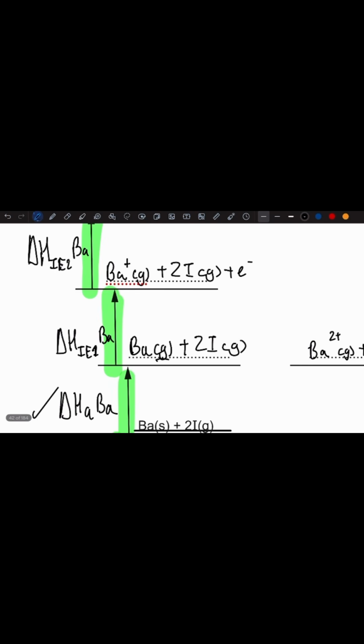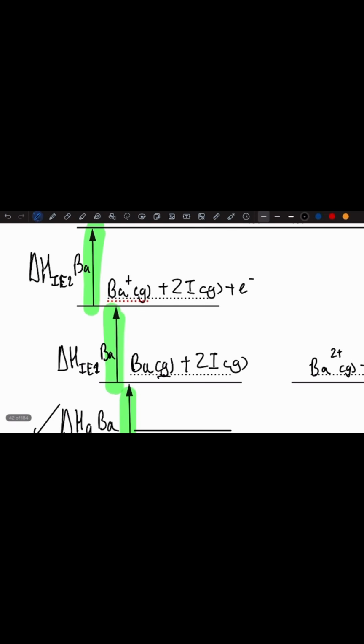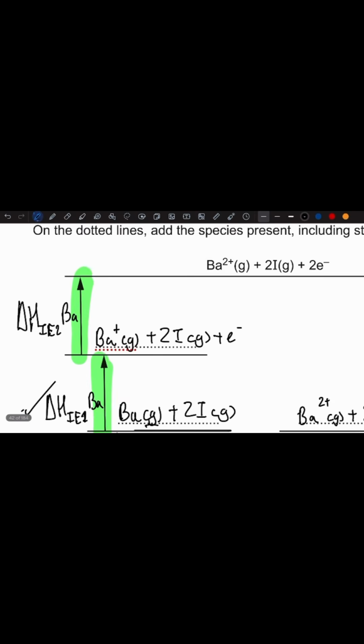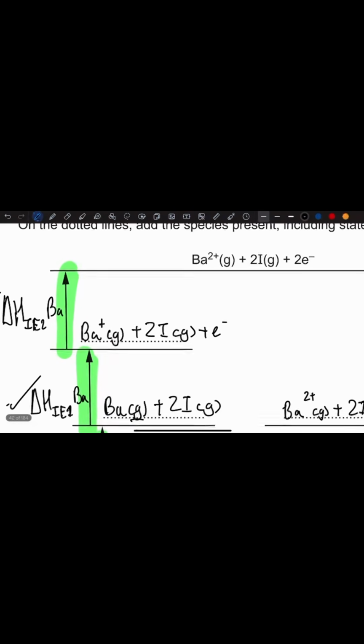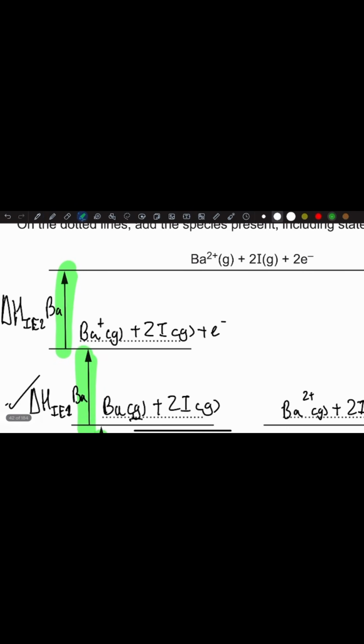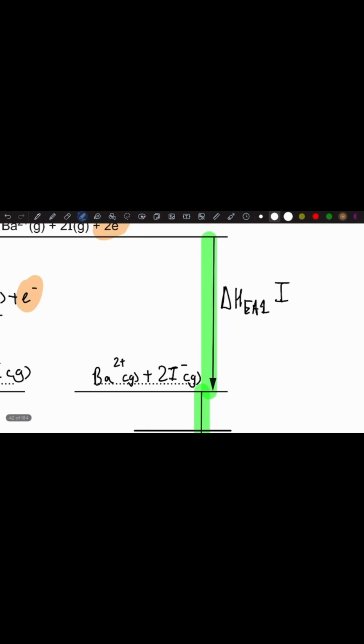Ionization energy: it's the amount of energy required to remove 1 mole of electrons from an atom in its gaseous state. So we go from Ba to Ba+, done. And then we're going to go from Ba+ to Ba2+, done. That's the second ionization energy. And just remember, whenever you're doing this, you need to add on the electrons. Don't forget that.